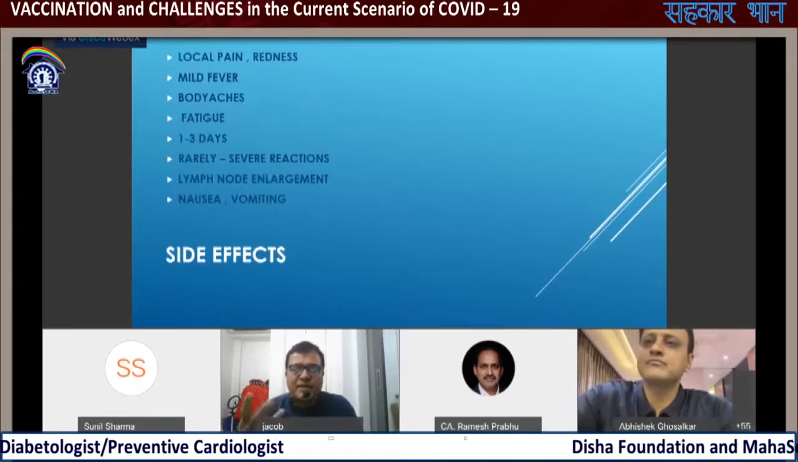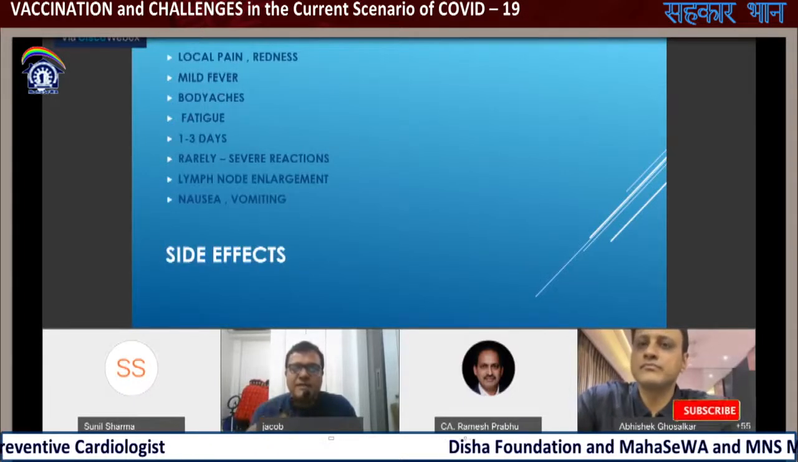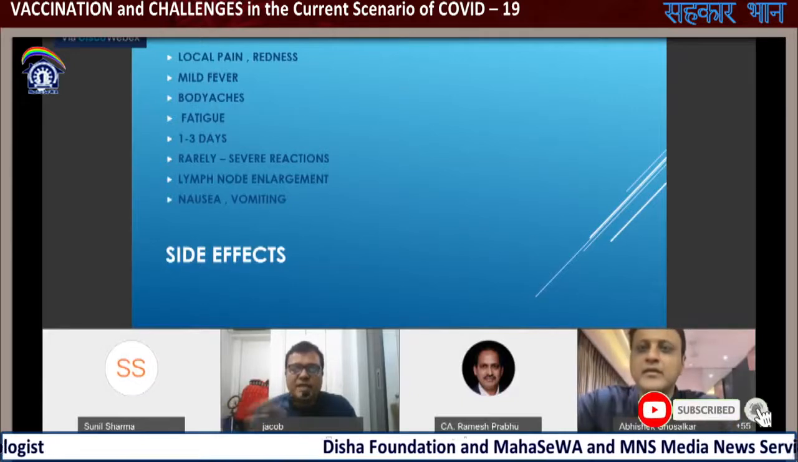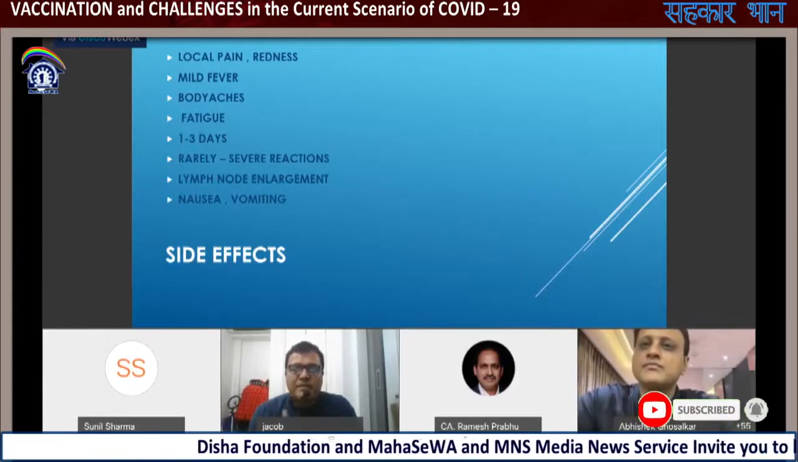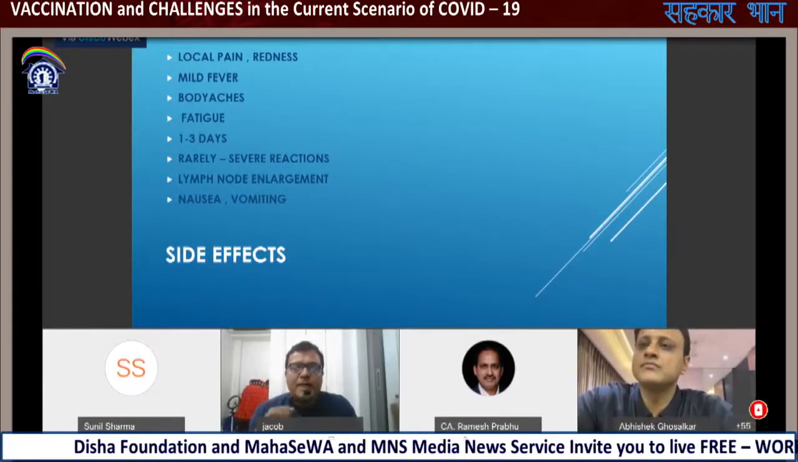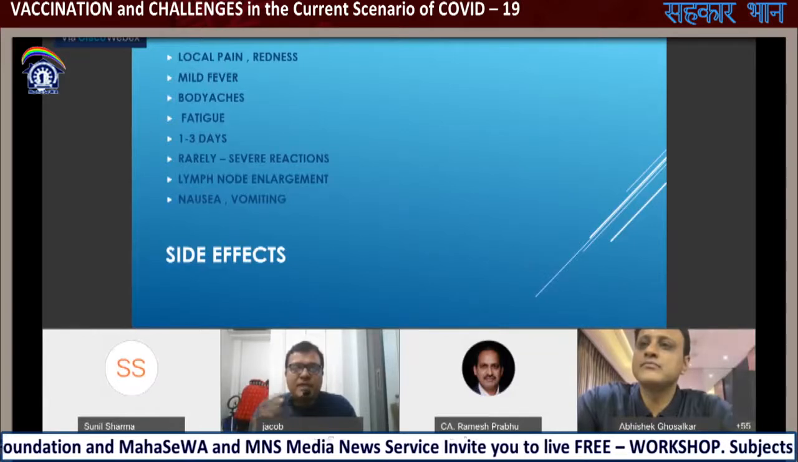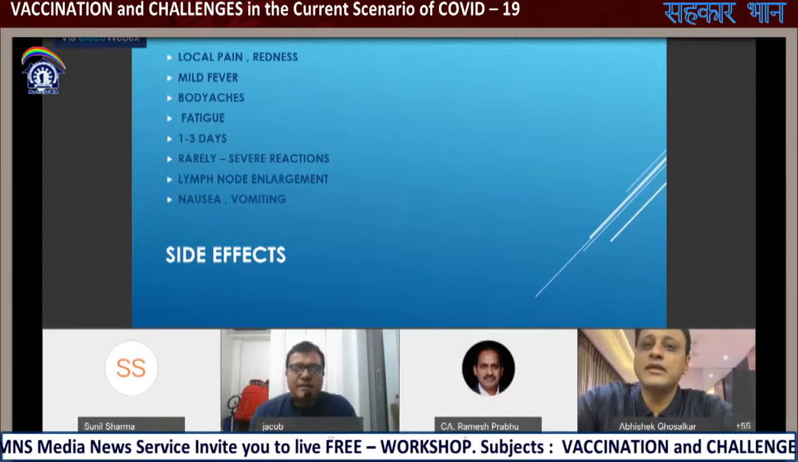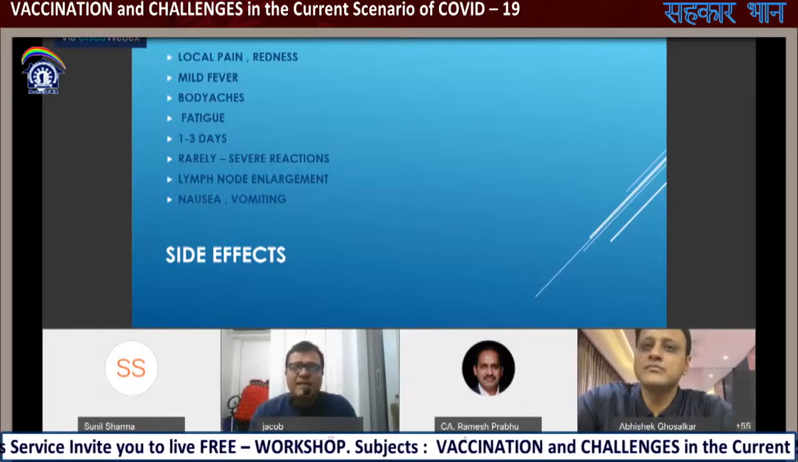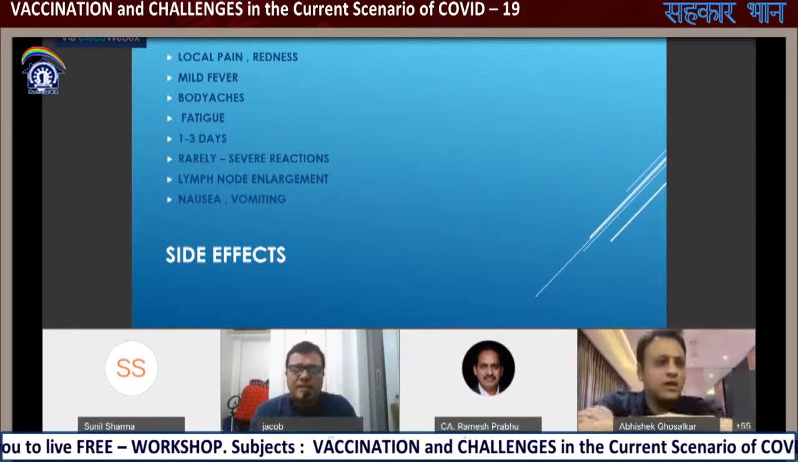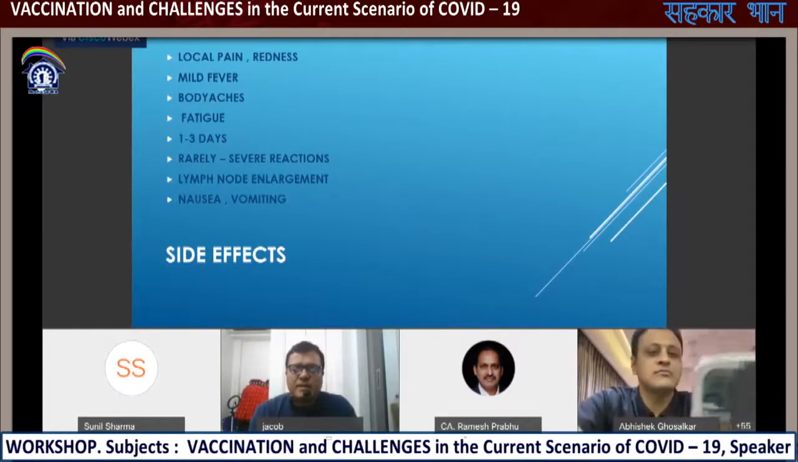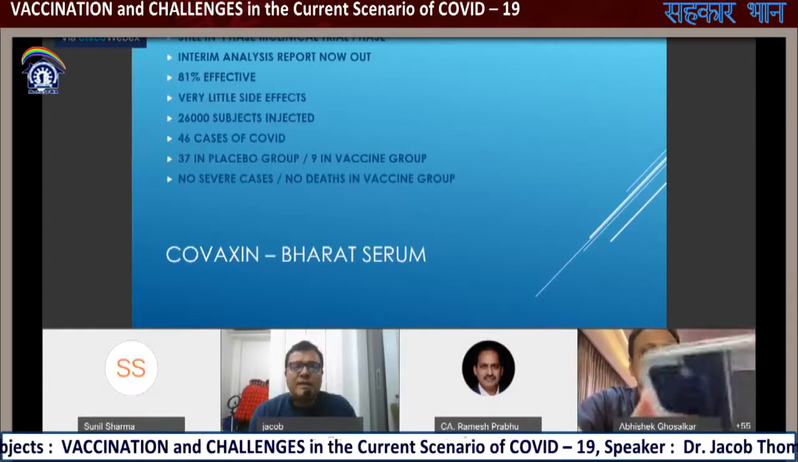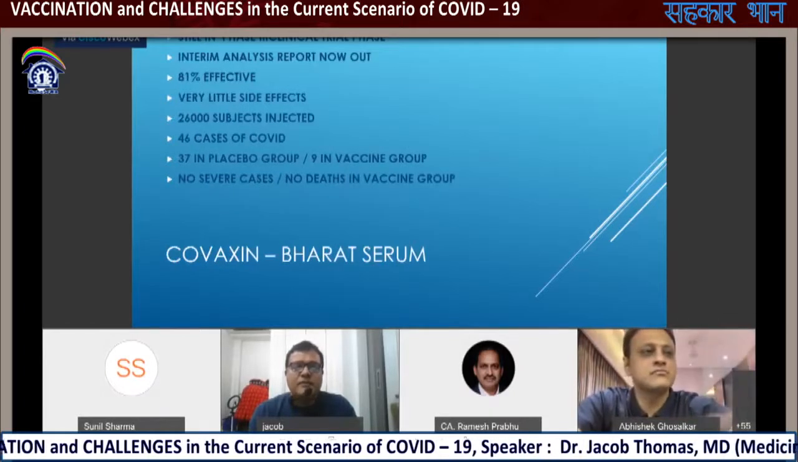What will happen? Side effects: some local pain, redness, some fever for 1 to 3 days, body aches, pain at the site of injection, fatigue, and very rarely some severe reaction to the additives that are added in this vaccine. Very rarely some lymph node enlargement can be seen. Some patients might get some nausea and vomiting, but beyond that, nothing really happens.